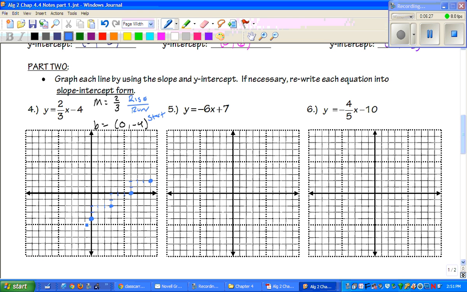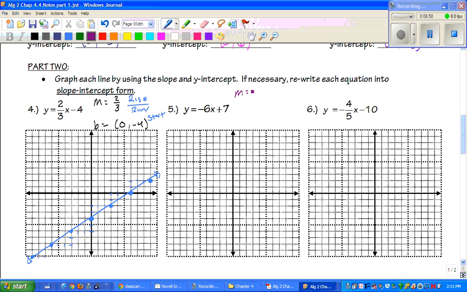Once we go all the way to the right, let's finish it to the left. We just continue the pattern, but going backwards: down 2, over 3. Down 2, over 3. Down 2, over 3. Then once you get that, you can draw your line. Let's look at the next one.